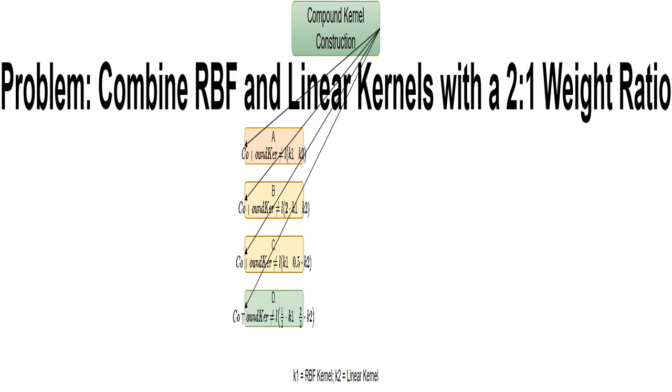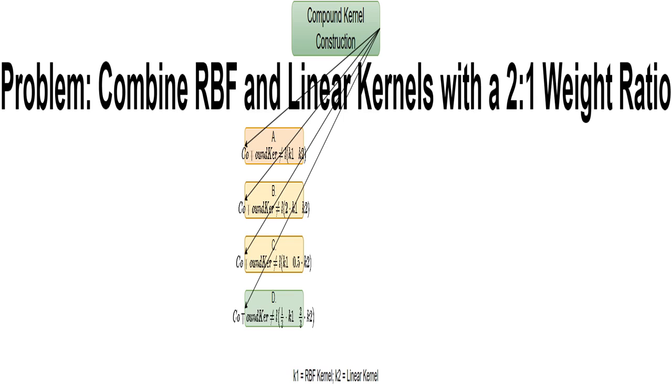We're building a model using scikit-learn's GaussianProcessRegressor, which needs a special kernel. I want to combine two kernel types, a radial basis function (RBF) kernel and a linear kernel. The RBF kernel should be twice as important as the linear one, that's the 2:1 weighting. This problem is all about figuring out how to tell scikit-learn to do that correctly.